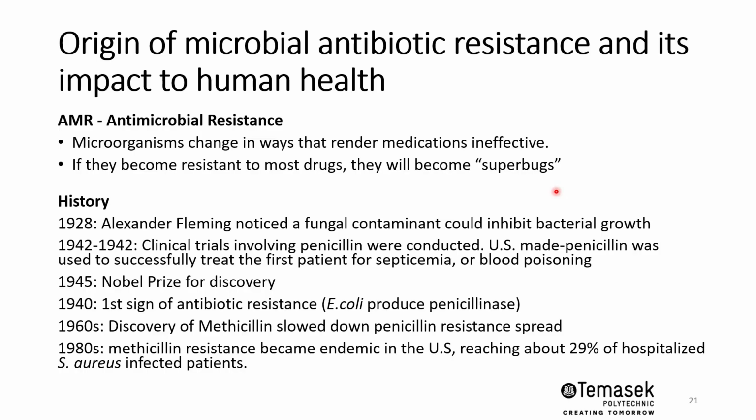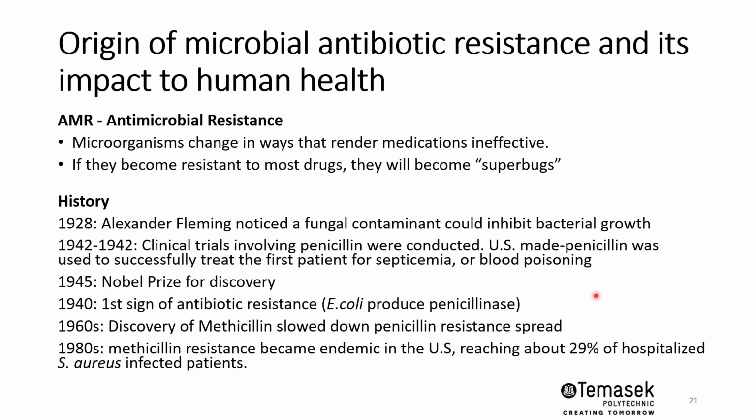In the history of antibiotics, back in 1928, Alexander Fleming was a great scientist who noticed a fungal contaminant could actually inhibit bacterial growth. This fungal contaminant eventually came to be marketed as penicillin, and clinical trials were successful in treating patients for blood poisoning or sepsis. And he won a Nobel Prize for that.